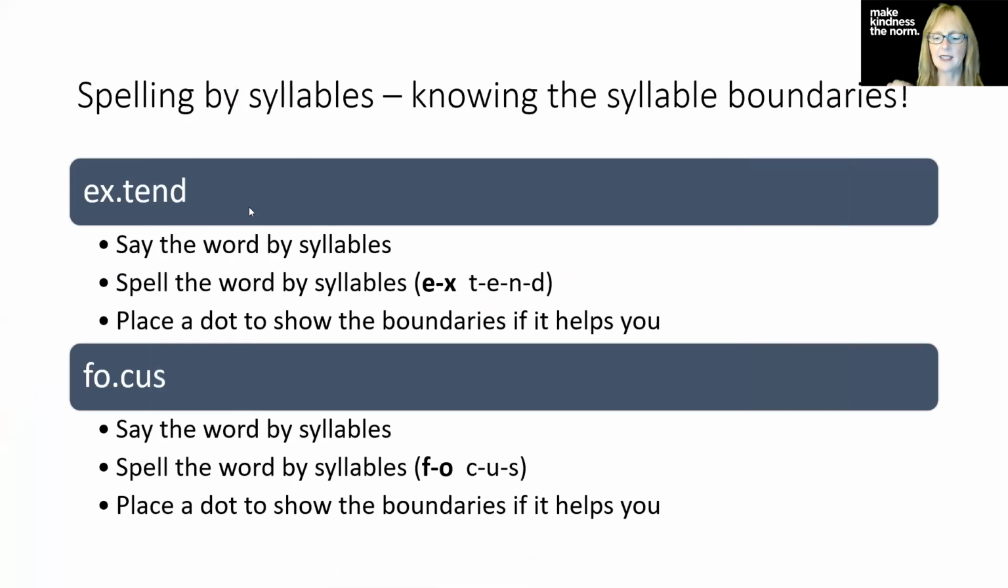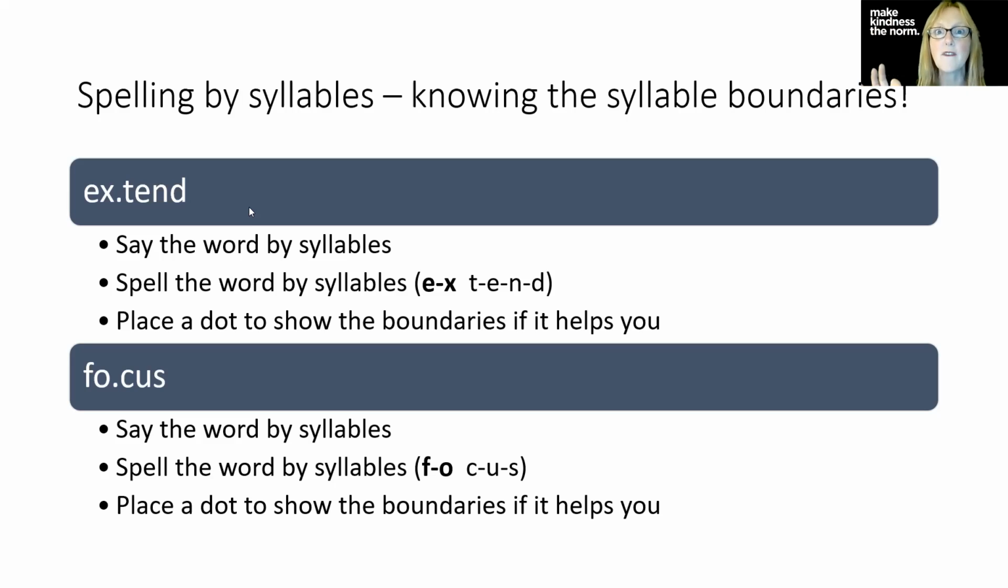So for the word extend, extend, I use my wrist and then my elbow. I know that's a 2-syllable word. If I think about just how to spell the first syllable, I'm going to say EX. That's the spelling of X. And then my elbow, tend, T-E-N-D. Much easier. Say the word by syllables, then spell the word by syllables. And then if you want to, you can place a dot in between the syllables as you get more and more comfortable with this.